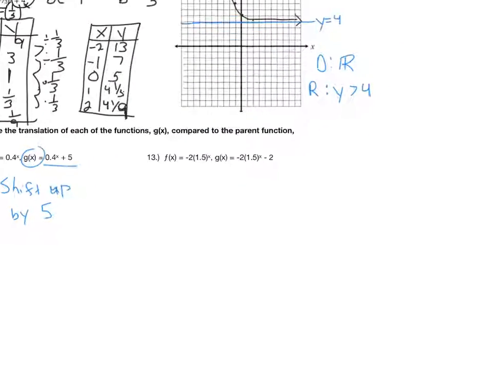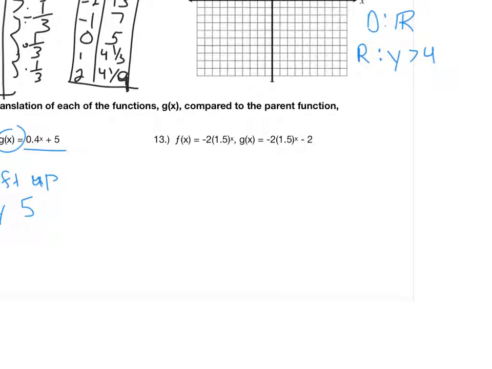All right? And here we have negative 2 times 1.5 raised to the x power, and then the second function is negative 2 times 1.5 raised to the x power minus 2. So this one we are going to shift down 2 spaces, 2 units, because it's a minus 2.